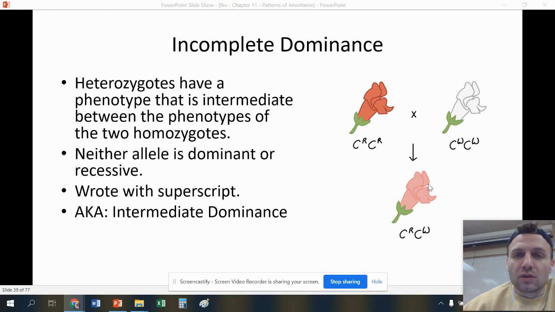The reason why this is not the blending hypothesis is when we cross two pink flowers, I'm going to show you this next, we don't just get more pink flowers. You'll see we get some red and some white. If the blending hypothesis was true, you just keep on getting more pink flowers, and that's not what happens here. But in incomplete dominance, you don't have either allele being dominant or recessive. They're equally dominant, or I shouldn't say they're equally dominant, but there's just no dominant or recessive.